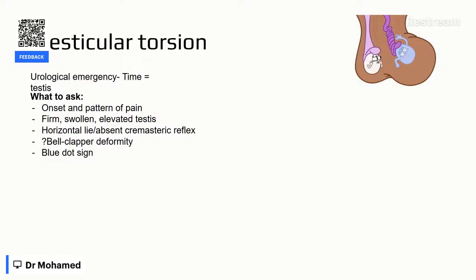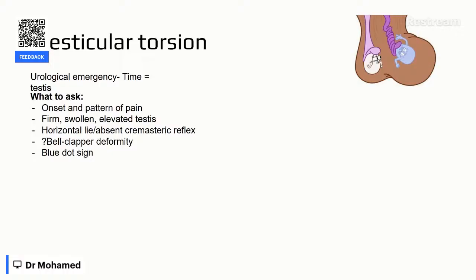The cremasteric reflex, so that's a physiological reflex where when you stroke the medial thigh, the testis elevates a little bit, and that can be absent in torsion, and it's quite a strong indicator for torsion. But again, it's not always absent in torsion.